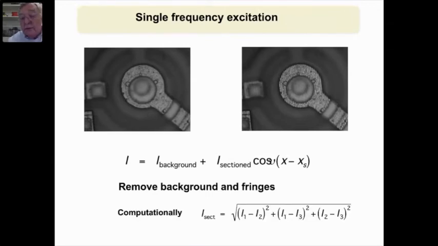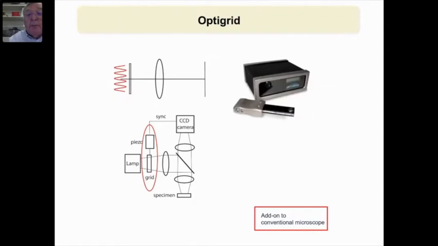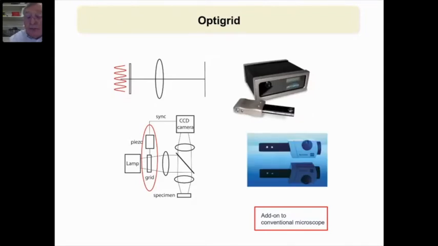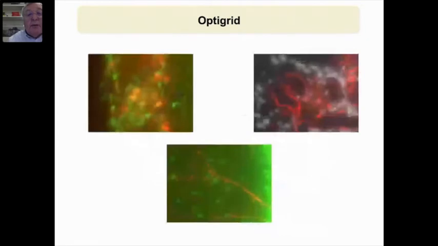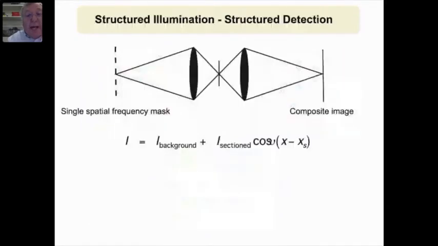You take, for instance, 3 different images where you slightly move the grid between each of them, and you computationally work out what's happening. And all you need to modify the microscope here is to add in a paddle. Here is the OptiGrid paddle to the illumination. And then you're able to turn conventional images like this into optically sectioned, crisper images like this one. You might think it's unnecessary to do the computation, and you have to take 3 images and make sure they're the right 3.